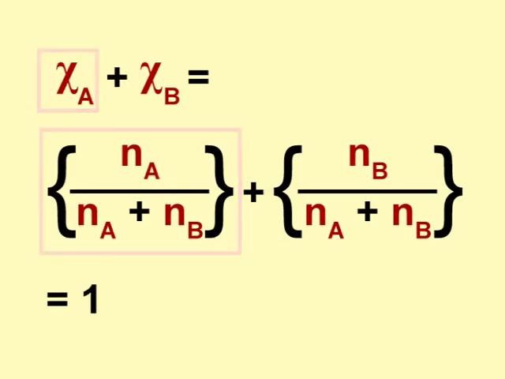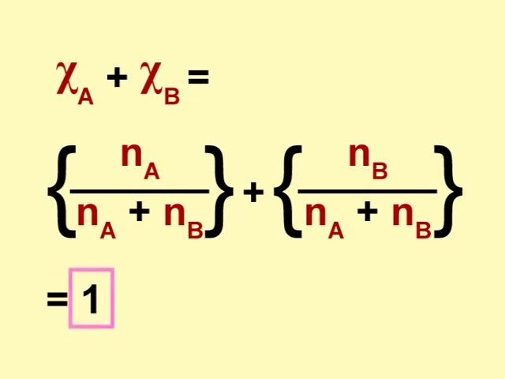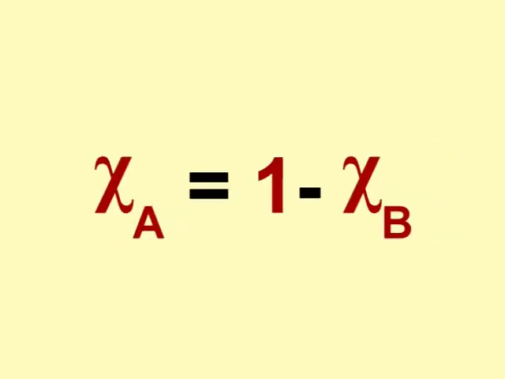Mole fraction of solute plus mole fraction of solvent is equal to 1. Chi A plus chi B equal to Na upon Na plus Nb plus Nb upon Na plus Nb, which is equal to 1. We can also write it as chi A is equal to 1 minus chi B, or chi B is equal to 1 minus chi A.